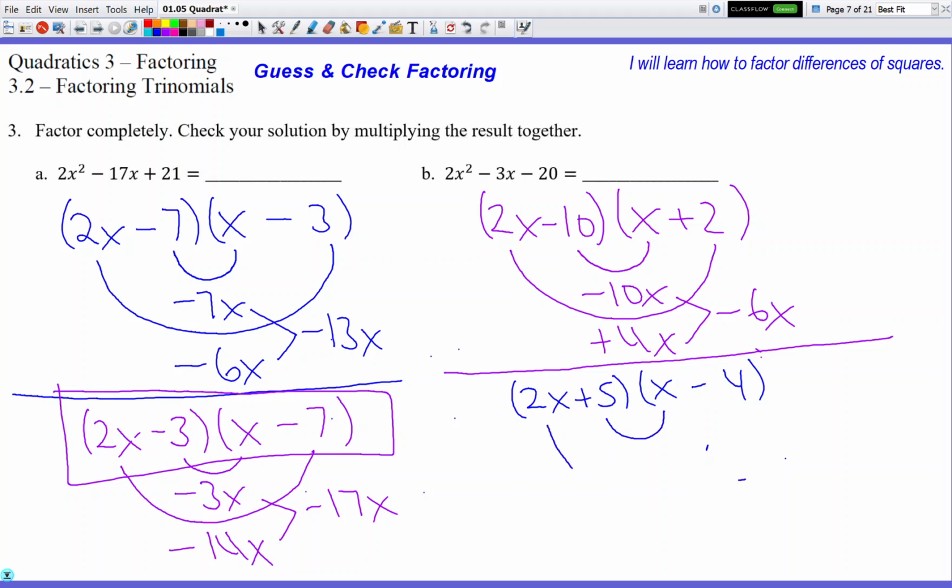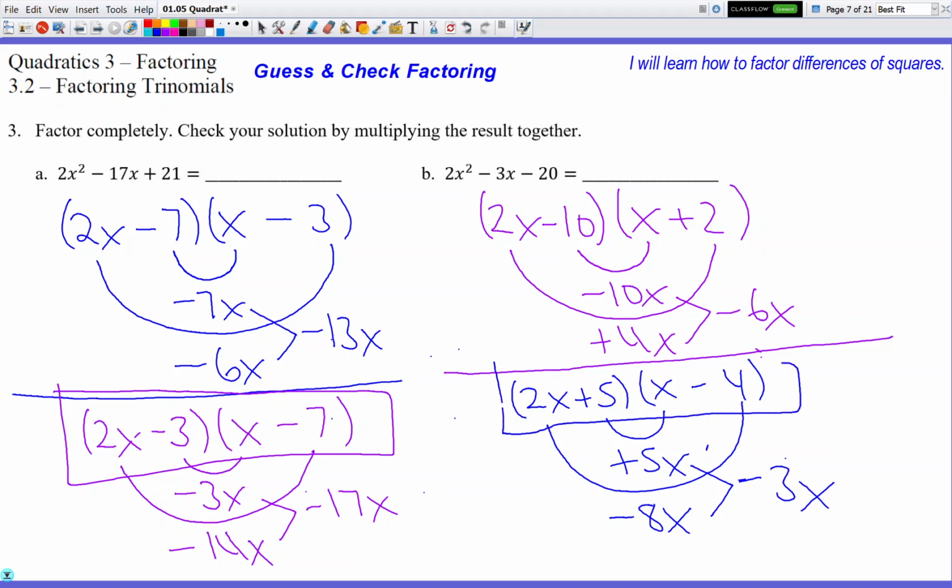Okay, so my inside, outside, let's see what they do. So inside is going to be positive 5x. Outside is going to be negative 8x. And when they join forces, they make negative 3x. Is that my middle? It sure is. There's my winning combination right there. Okay, this is the most frustrating technique to factor because you can't lock in on the correct answer on the first try.